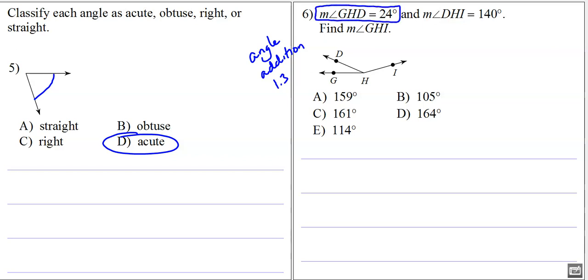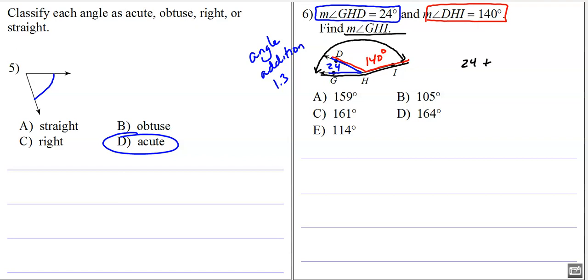So GHD, that's right here, GHD, that is 24 degrees. The next one they give me is DHI. So D to H to I, that's the adjacent angle sitting right next to them, is 140. And ultimately we need to find GHI. Well, GHI is this big angle, this whole thing right here. So basically we need to add the two up. 24 plus 140 should equal 164. Correct answer there is D.